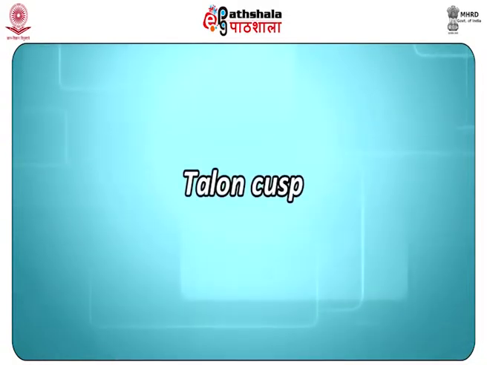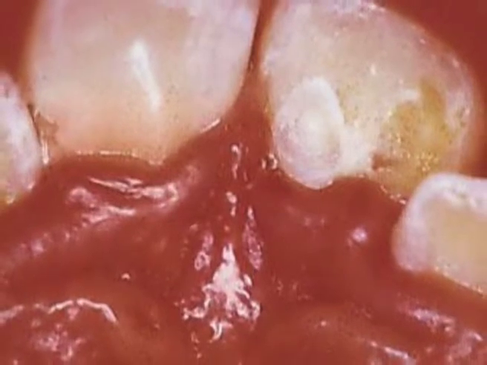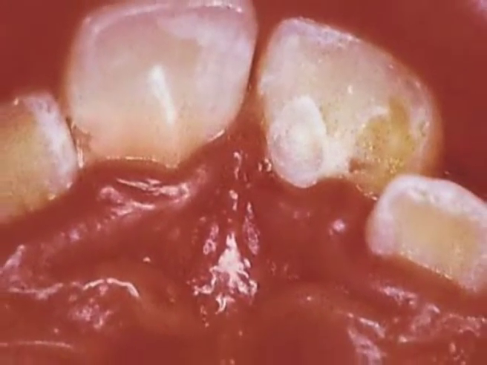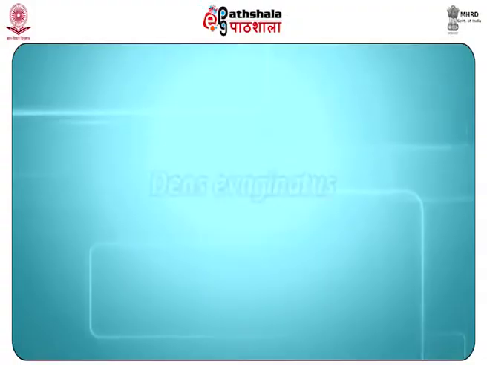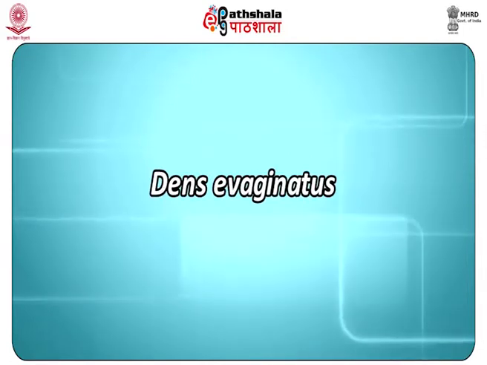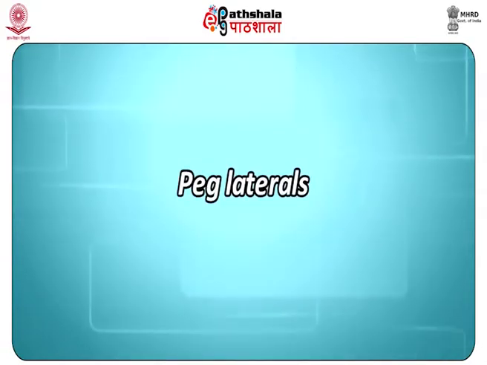The next condition is the talon cusp. It is an anomalous structure like an eagle's talon which projects from the lingual and facial surface of teeth. The next type of anomaly is dens invaginatus. It is a developmental aberration of a tooth which results in the appearance of an extra bump or extra cusp on the tooth and it is usually seen on the premolar surface. The next type of condition is peg laterals. It is an anomaly that is related to the small and peculiar shape of the lateral incisor.